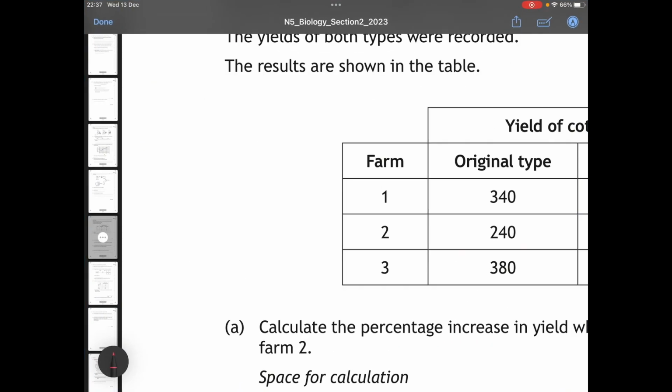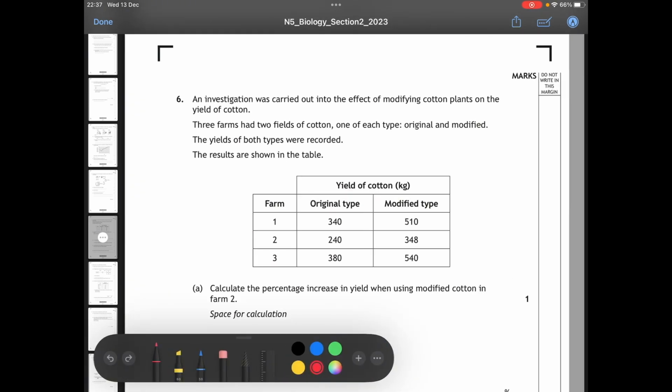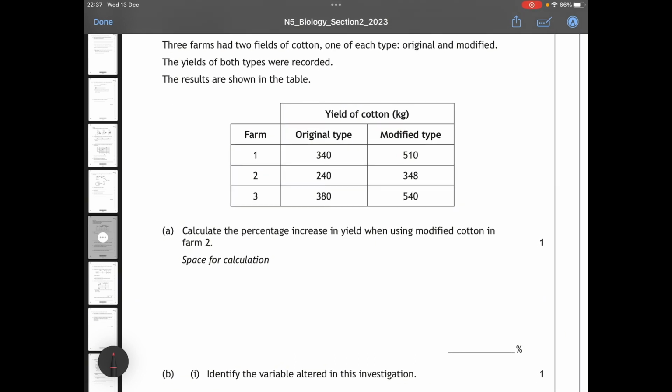So let's start with question 6, which is the first big skills question in this particular year, 2023. This is an investigation which was carried out into GM crops, basically, genetically modified cotton. And we did genetic engineering in section 6, and we come back to it again in unit 3 after the prelim. In this particular study, they've looked at three farms. Each of the farms has got 2 fields of cotton, one with the original and one with the genetically modified. They've recorded the yield.